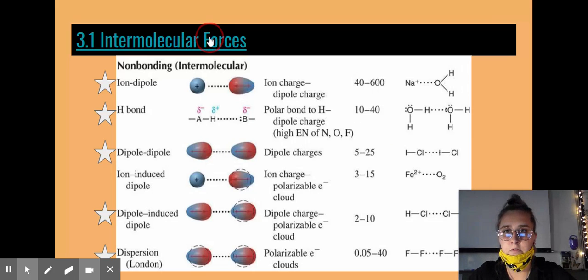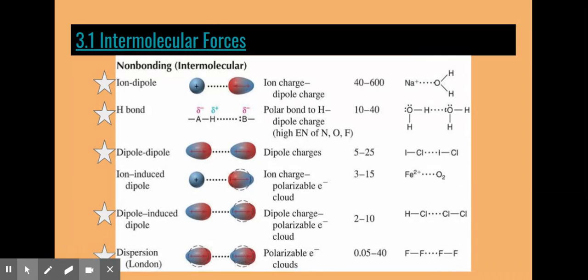Also, I want you guys to see this. This is a great resource I recommend looking at as well. You can actually watch simulations of these different types of forces. So we're going to start with dipole-dipole.